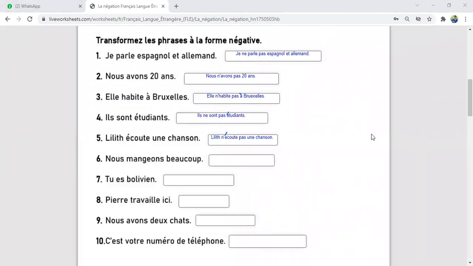Lilith écoute une chanson. Lilith listens to a song. Teacher, I sent you. That's okay. Yeah, do the corrections. Look at the screen. Although you have sent it to me, do your corrections in your writing book. Lilith n'écoute pas une chanson is Lilith doesn't listen to a song.